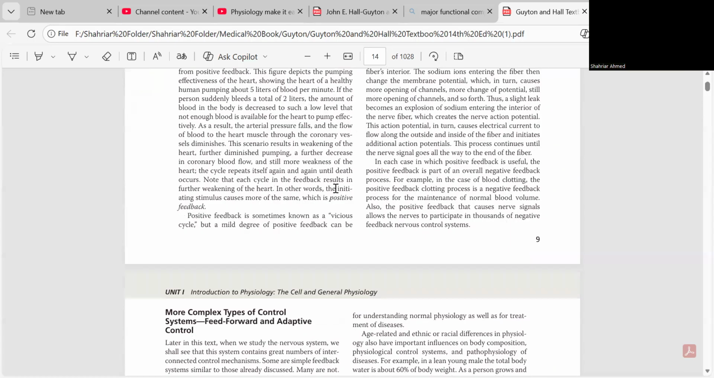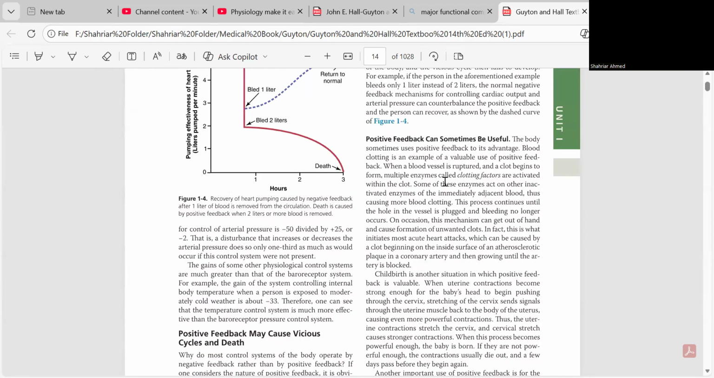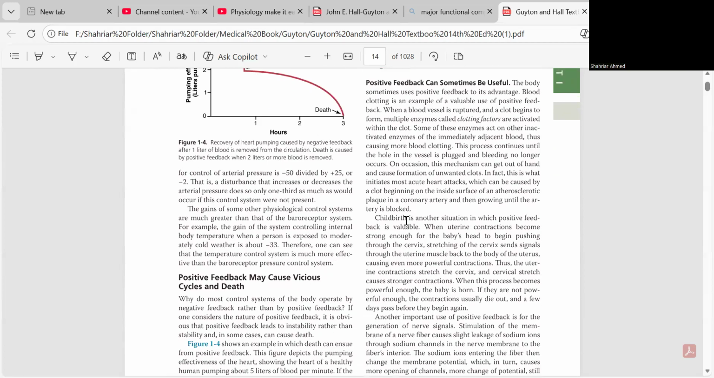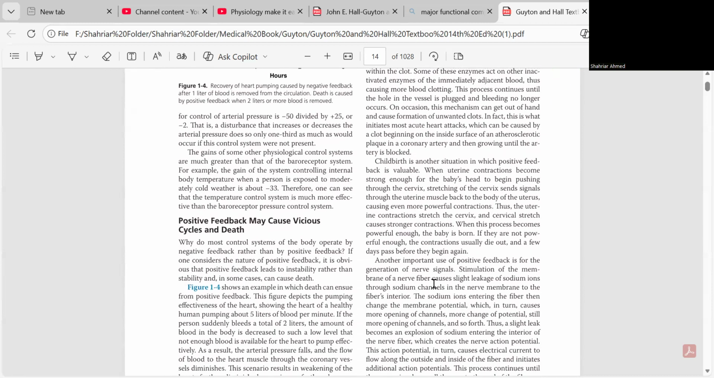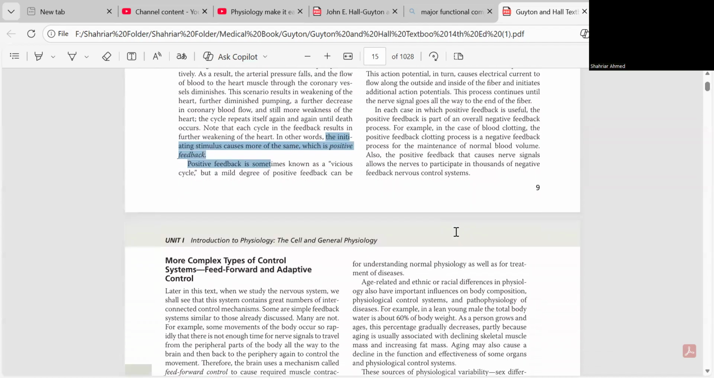If the initiating stimulus causes more of the same, it is called a positive feedback system. That is, during bleeding, blood clot formation is a positive feedback system. During childbirth, uterine contraction increases more and more and causes childbirth. When a nerve signal is generated, more and more sodium will enter into the membrane and will cause the nerve signal.